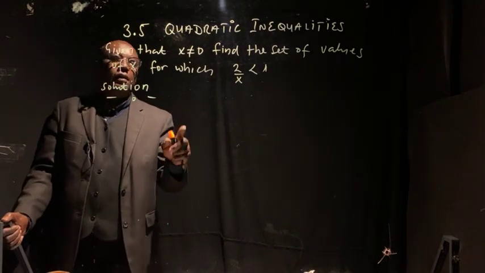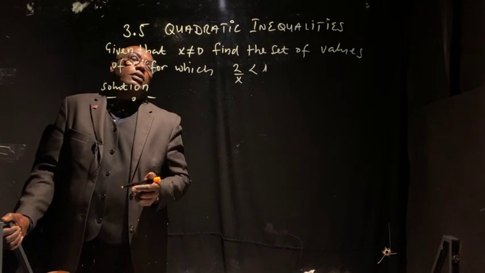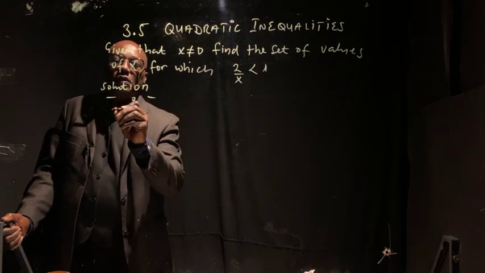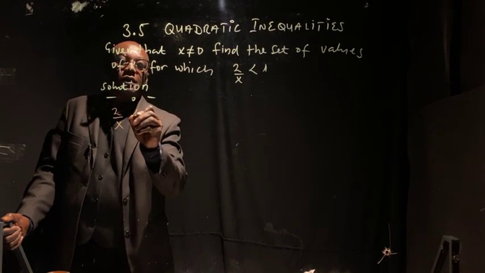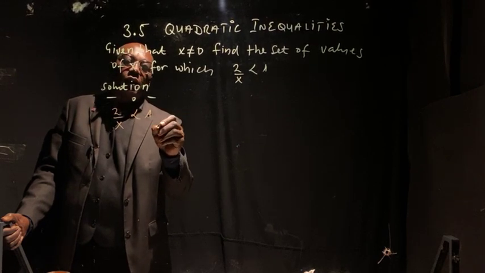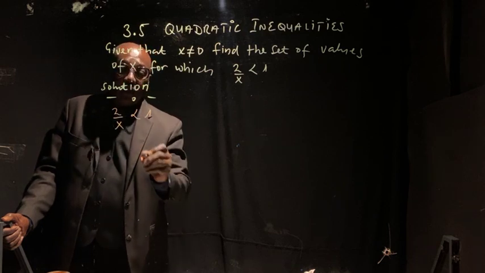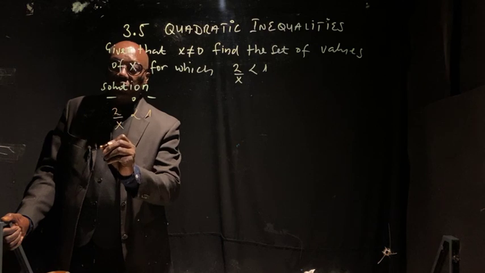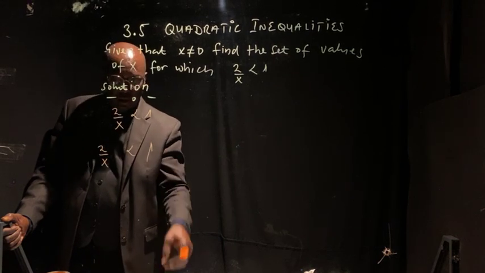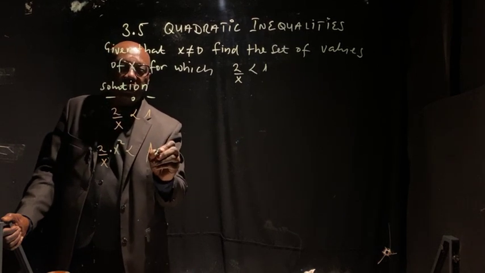When I come back again, we are solving the same question but by a different approach, an alternative version of the solution. We have over there 2 over x is less than 1. As I said, we will multiply both sides by x squared. In that case, we have 2 over x less than 1. If we multiply both sides by x squared, it will be like this.